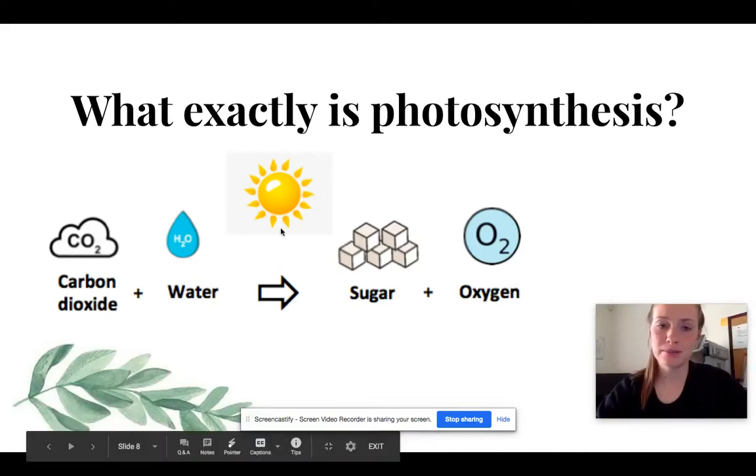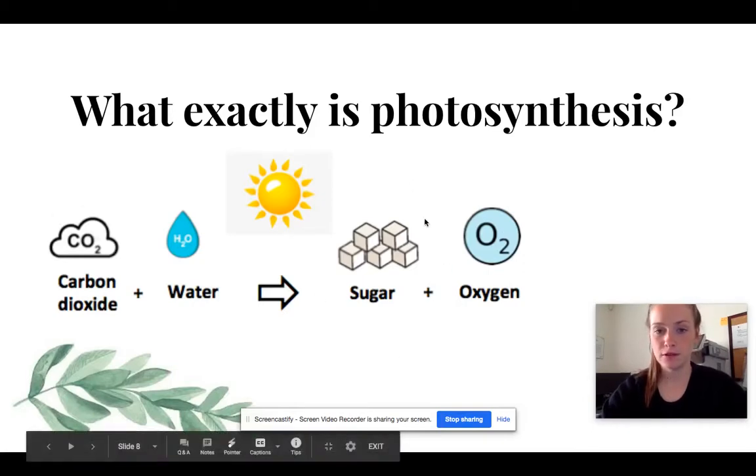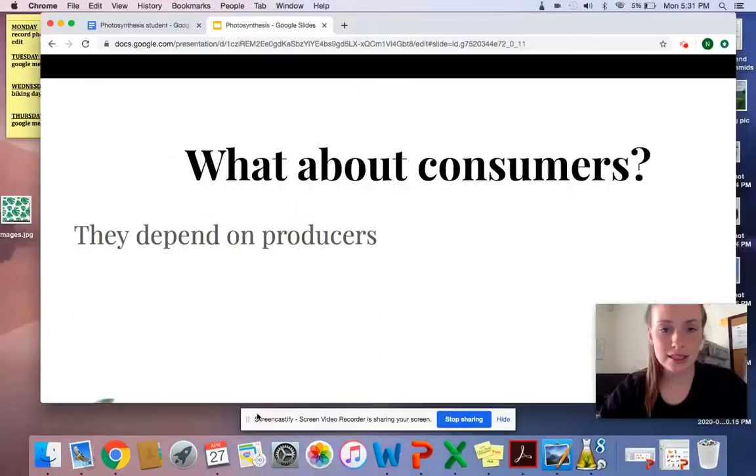Finally, as you can see, plants are capable of making their own food, which is the sugar here. As we mentioned earlier, consumers depend on producers because we are unable to make our own food. So we need to consume these. And that is all. That's all for photosynthesis.